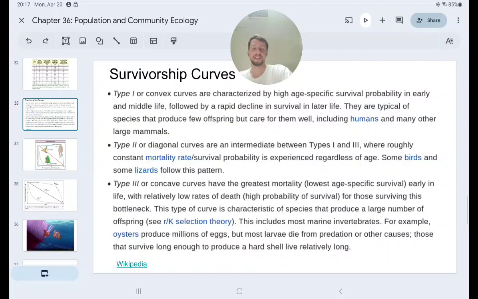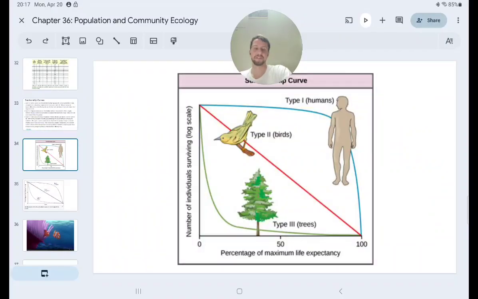And different organisms exhibit different chances of survival or different mortality rates at different times. And so that's shown here. Type 1 is where there's a low mortality rate until suddenly there's a really high mortality rate and just all the organisms die. Type 3 is the opposite, where not many organisms make it very long, but the ones that do will keep going and going and going, and there's not a drastic drop-off or dramatic decrease in mortality rate at some point. And then type 2 is somewhere in between.